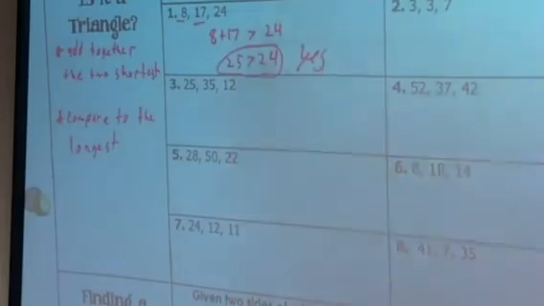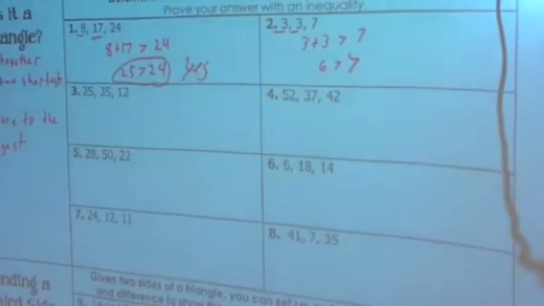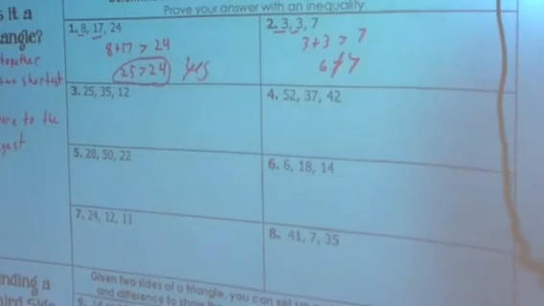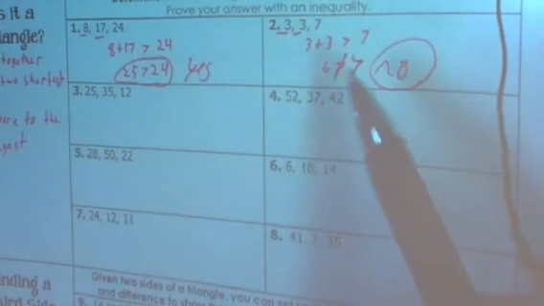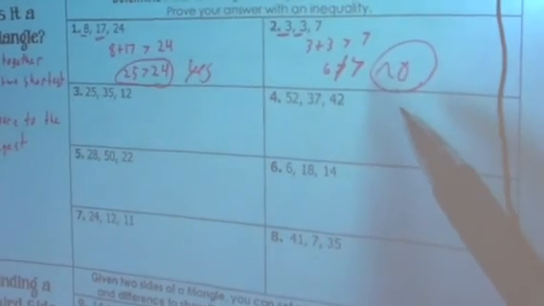Then when I go to number 2, my two smallest are 3 and 3. Okay, so that's 3 plus 3 is greater than 7. I still write it as 6 is greater than 7. But is 6 greater than 7? I put a little line through that because that would mean not greater than. And that would be no. So 3, 3, and 7 could not be the three sides of a triangle.